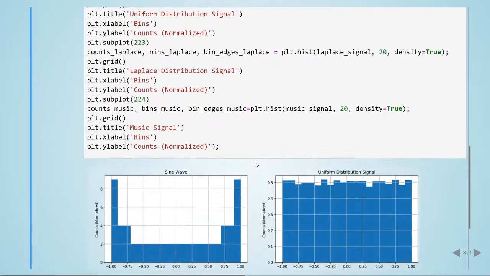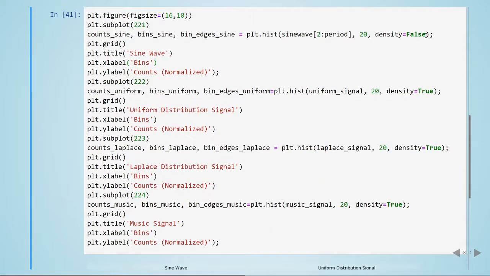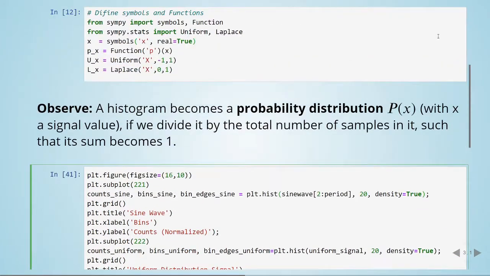Now let's go back to density true, because we're going to use this property of histograms, normalized histograms and probability distributions, later on.